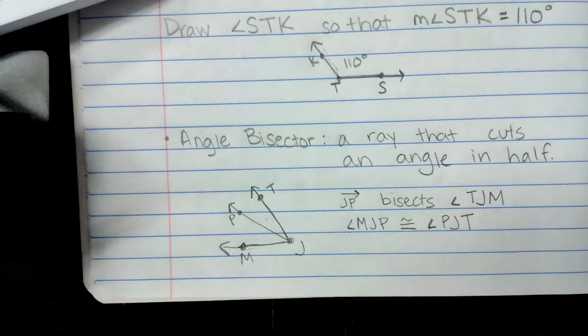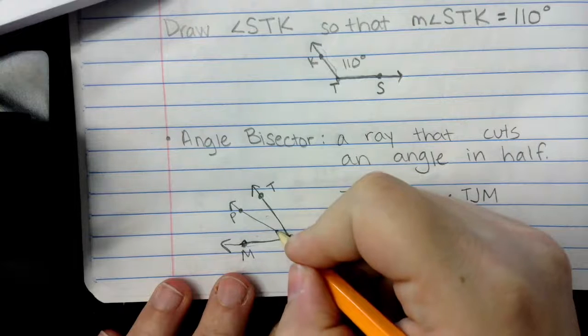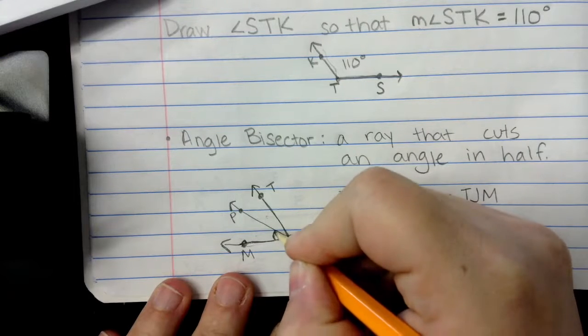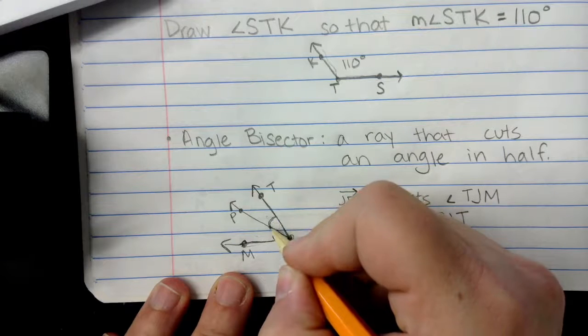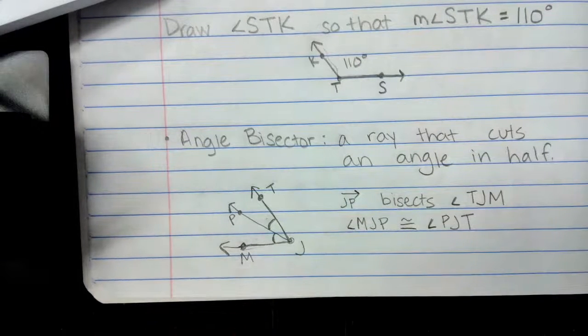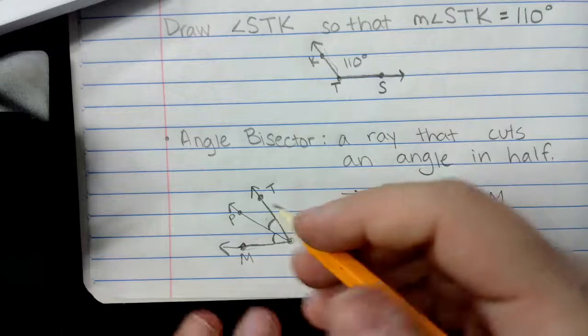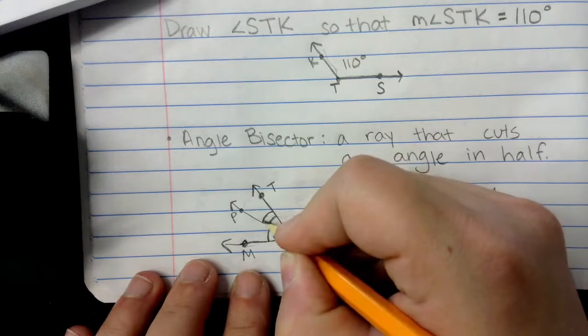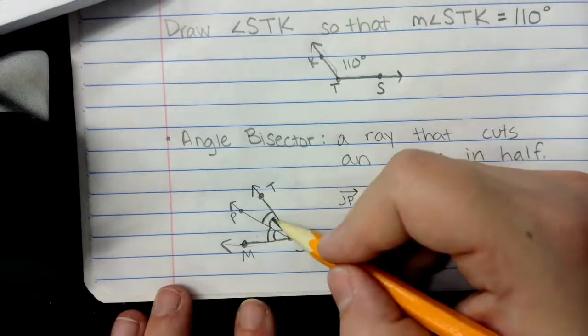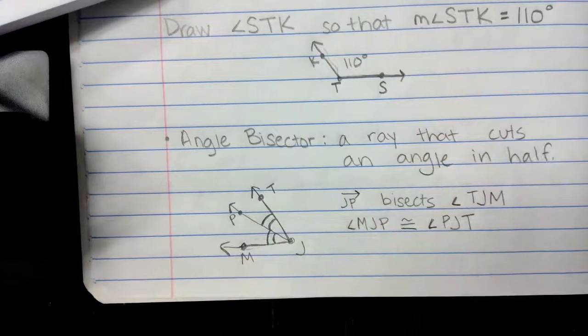To show congruency in the picture, remember in segments we use that little tick mark? For angles, we use arcs. So I'm going to put an arc here, and then I'm going to put an arc here. Even though they're at separate parts, because there's one arc and one arc, that means they match. Or you could do two arcs, but because it goes 1, 2, 1, 2, we know they're the same.